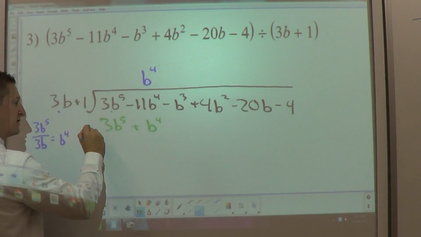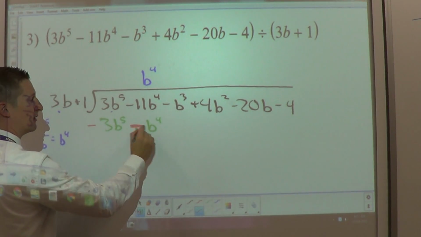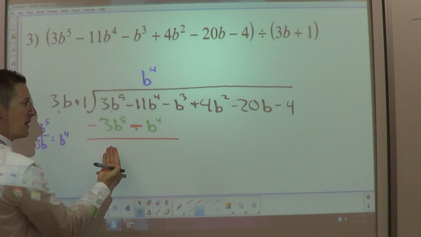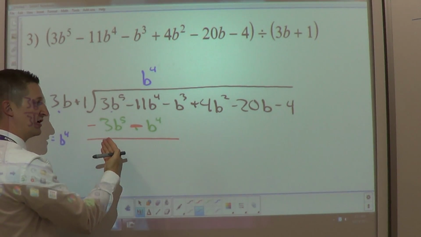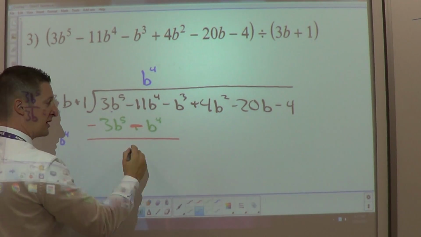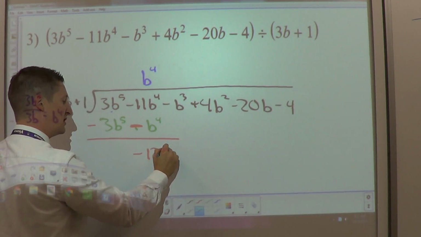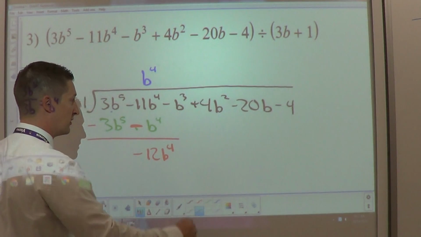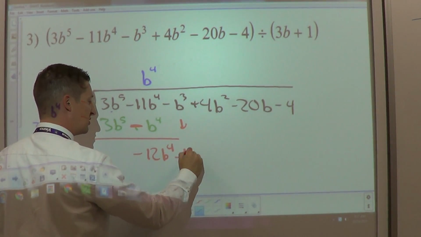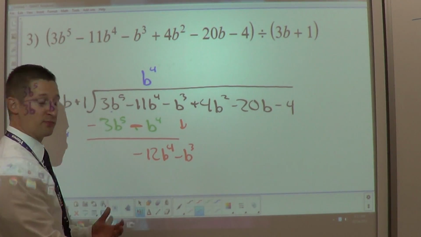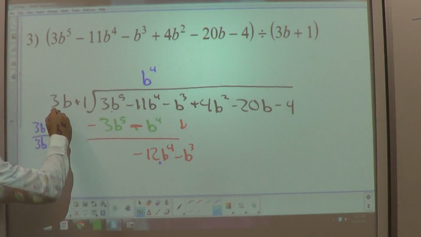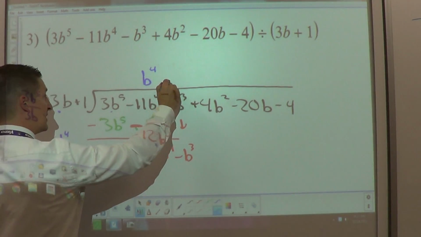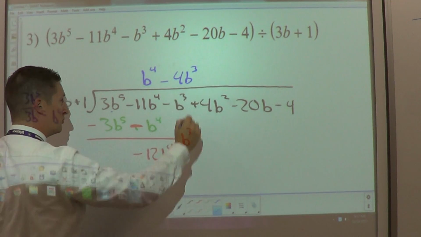So change the signs, negative, and this becomes negative, and combine. Well, 3b to the fifth minus 3b to the fifth goes away. That's the idea. Negative 11b to the fourth minus b to the fourth becomes negative 12b to the fourth. The next step is to drop down the next term. So here comes negative b cubed. And then I repeat the process. I take the first term divided by the first term. Well, that's going to be negative 4b cubed.